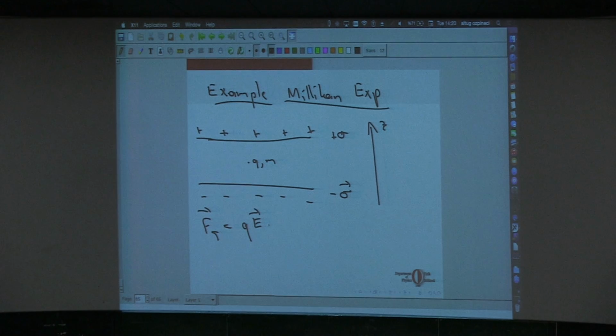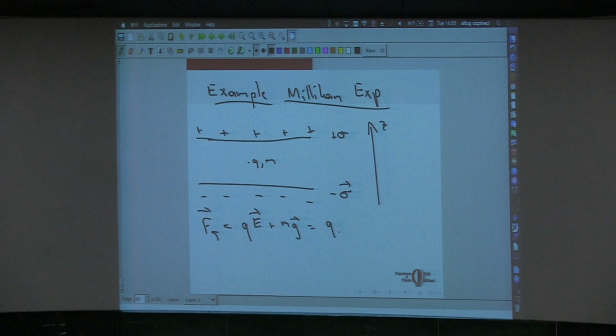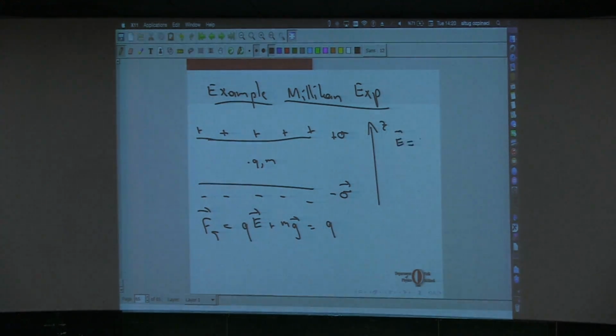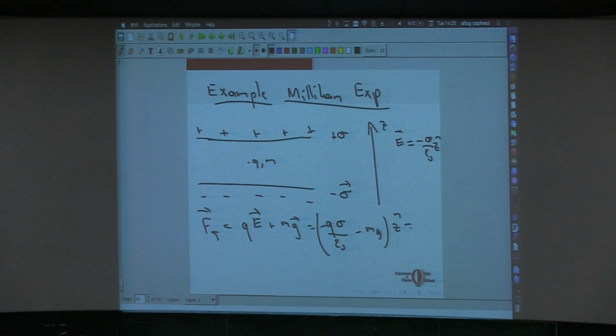QE plus mg. This is equal to Q. Well, the electric field is minus sigma over epsilon 0 z hat. So this is equal to minus Q sigma over epsilon 0 minus mg, in the z hat direction, and this was equal to 0. And this is only true if Q is equal to minus mg epsilon 0 over sigma.